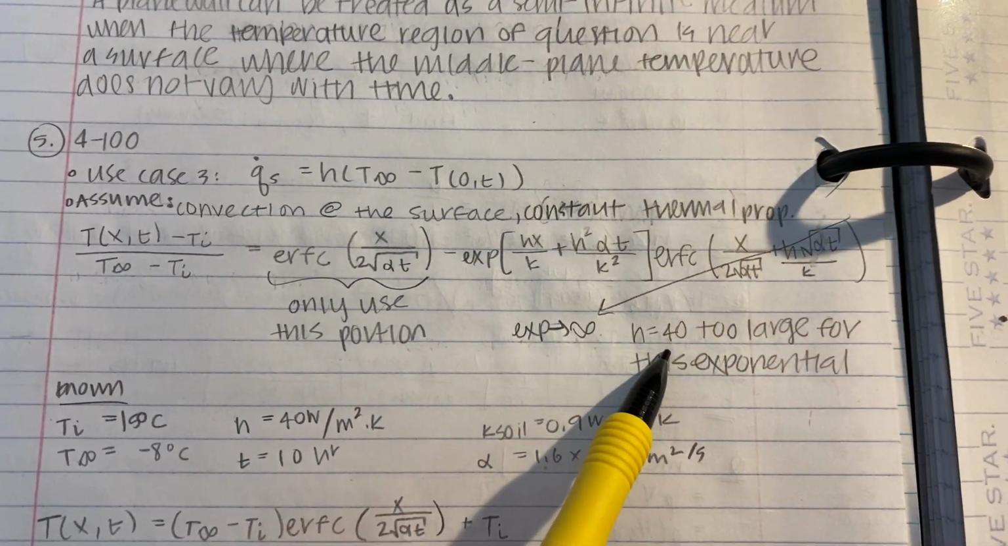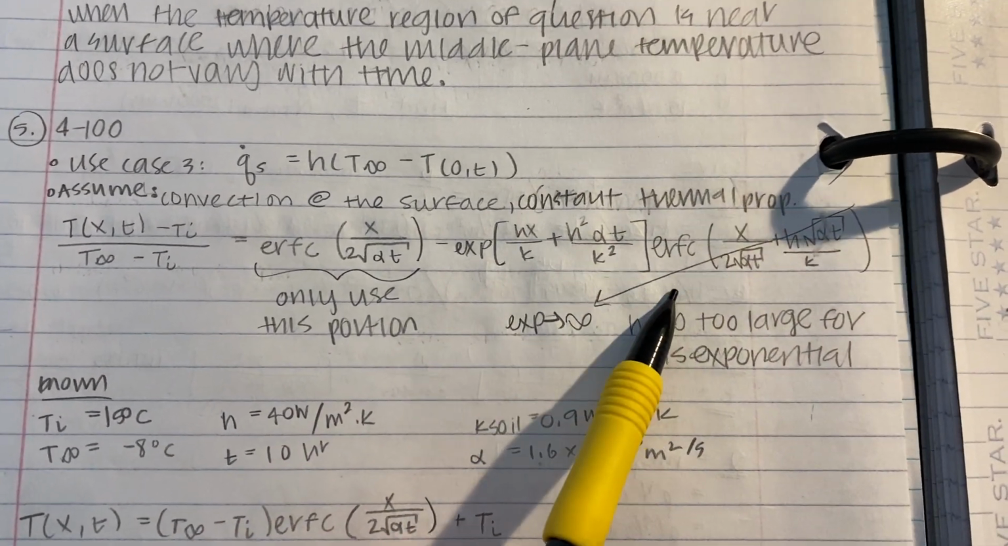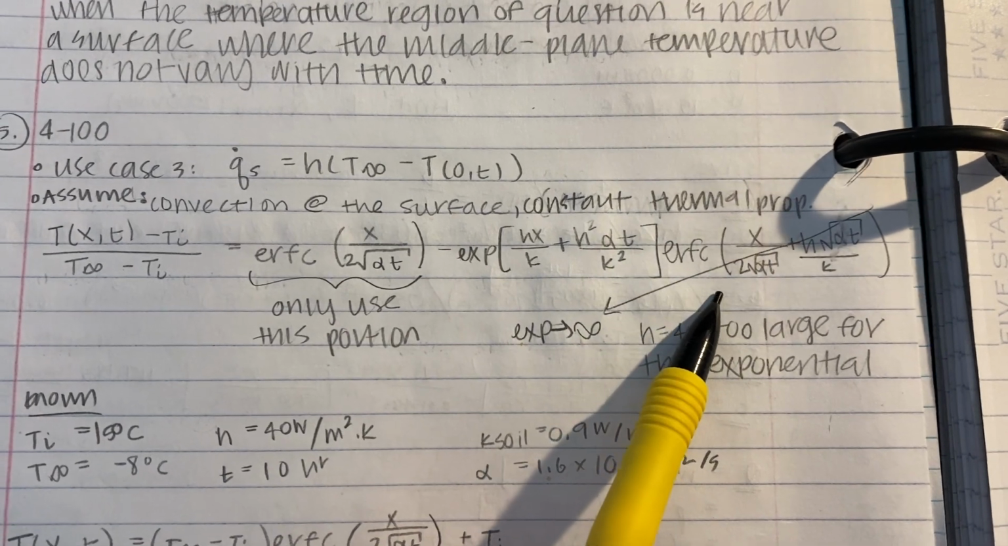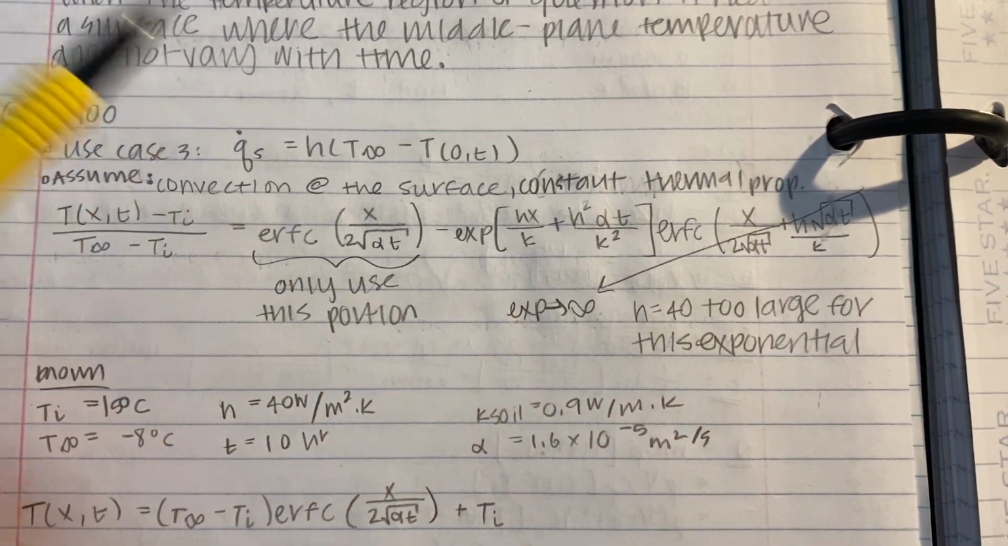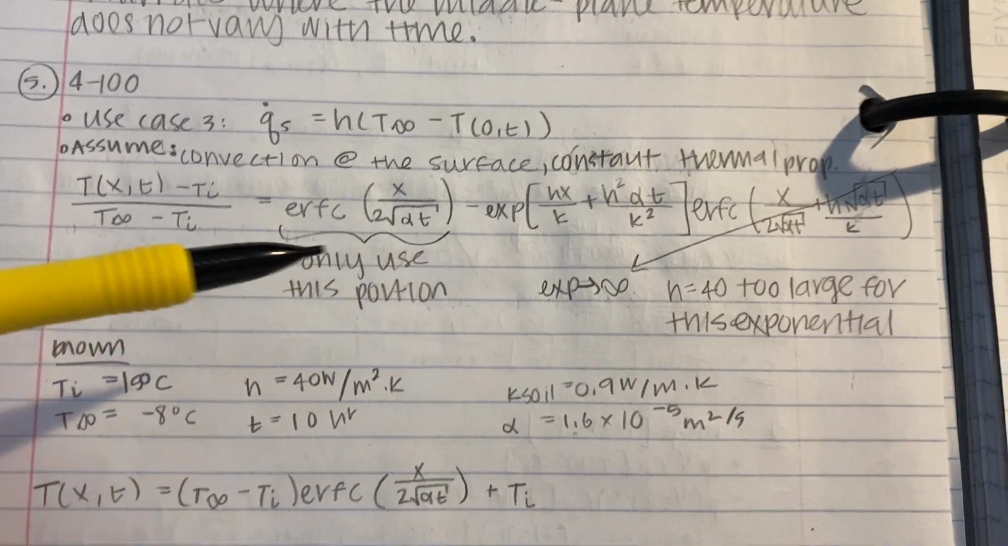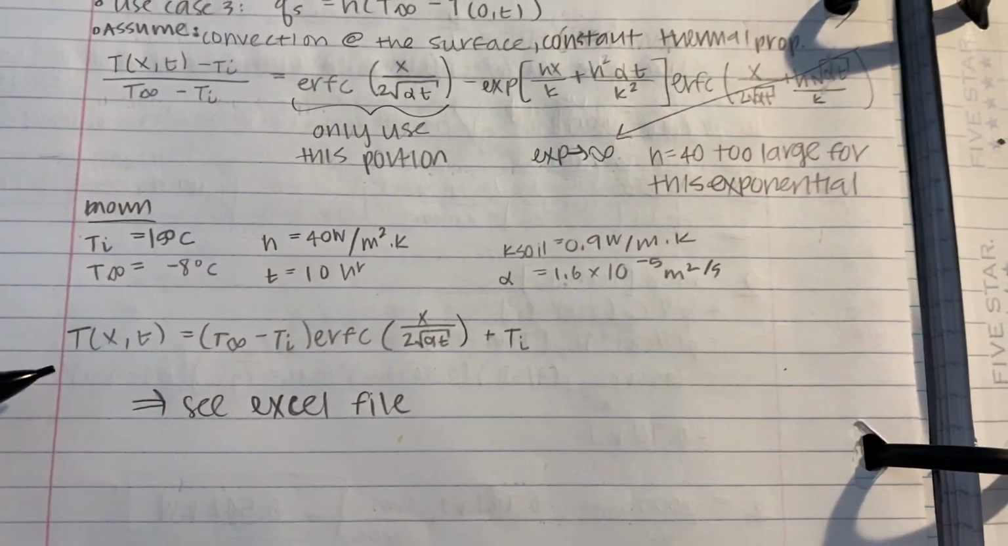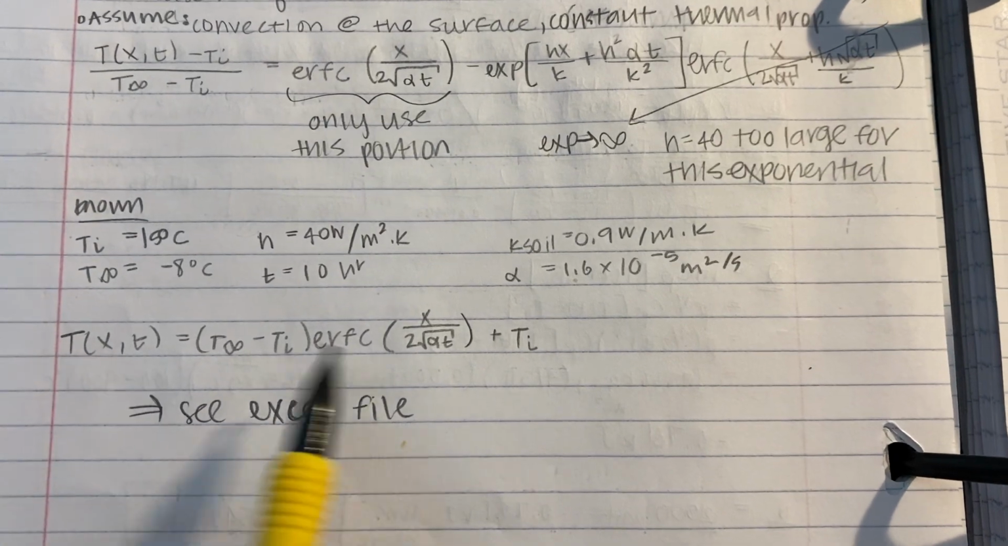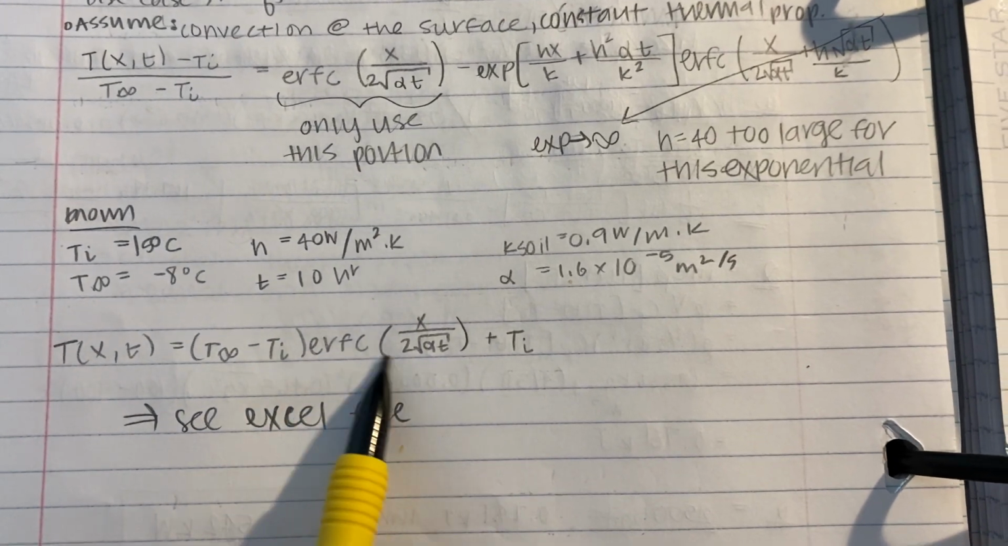But since h is so large, it practically is like h approaching infinity, and so that means the exponential term is approaching zero, which means that we can only focus on this to get an answer. This is the equation to use, and since there's this error function, I just plugged everything into Excel.